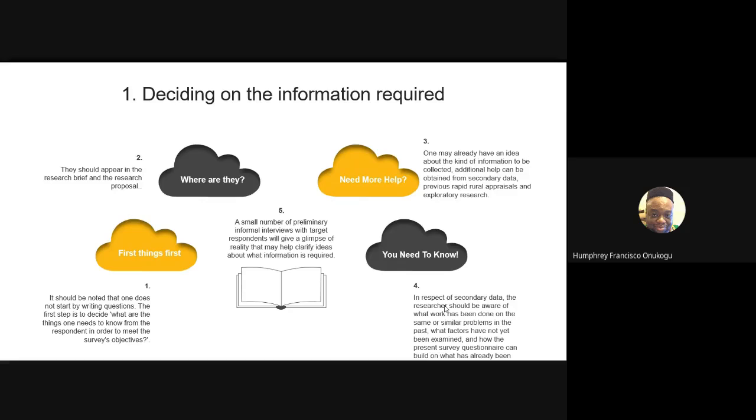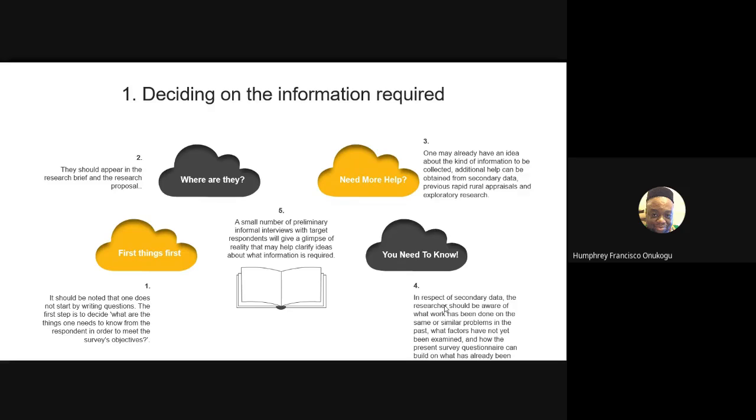has been done on the same or similar problem in the past. What factors have not yet been examined? That is the gap. And how the present survey question can build on what has already been done. So in case, while deciding what your questionnaire content is going to be, you end up needing secondary data, you have to look at the factors, look at the gap, what has not been met, and how you can build to get it.